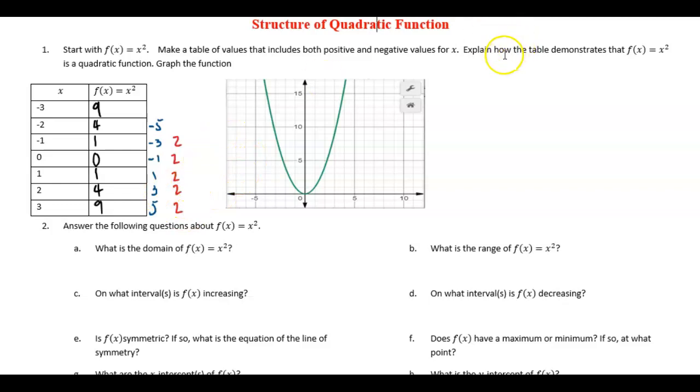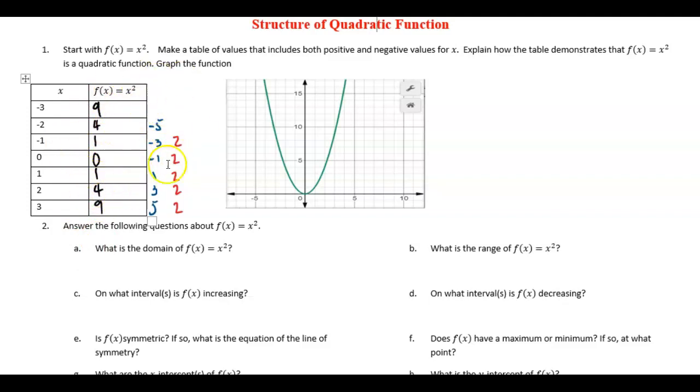To answer that question, we always say: explain how the table demonstrates that f of x equals x squared is a quadratic function. So yes, the table demonstrates that f of x equals x squared is a quadratic function because there is a second common difference. That one is constant, and that second difference is 2. All right, so that's how I know the table represents a quadratic function.